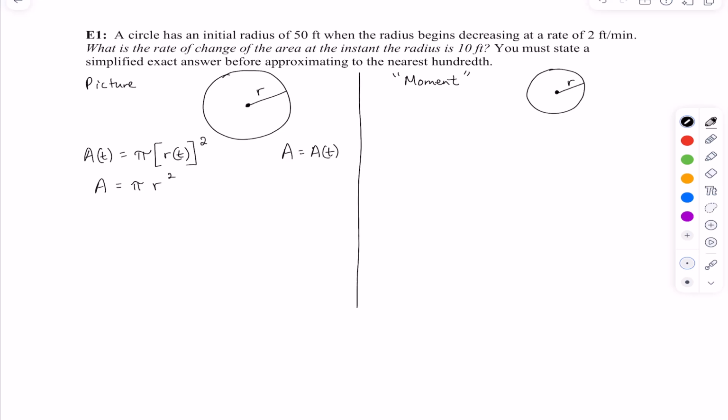Now, I'm going to implicitly differentiate this relationship. So we're going to take the derivative with respect to time on both sides of this relationship.